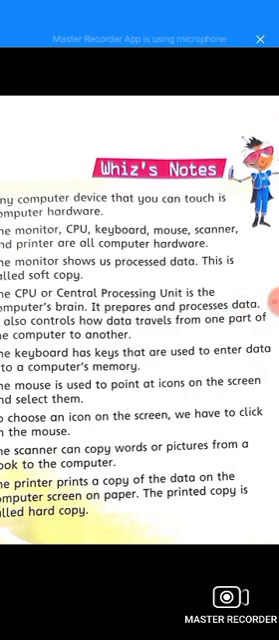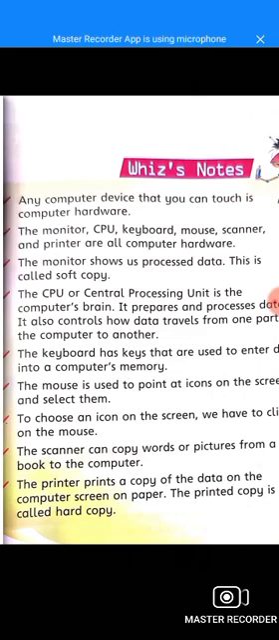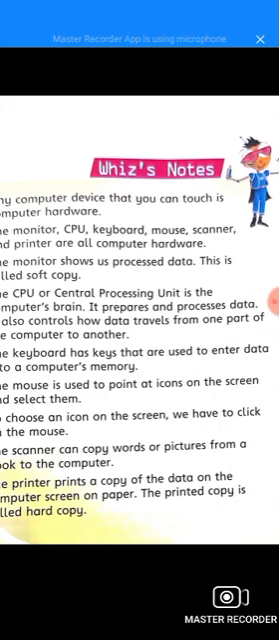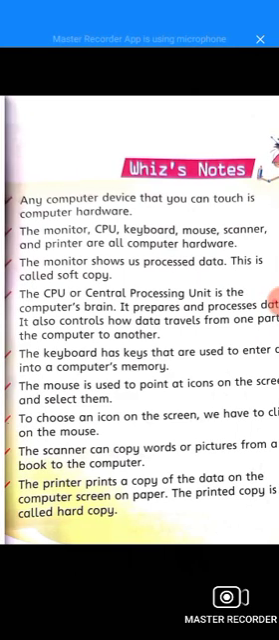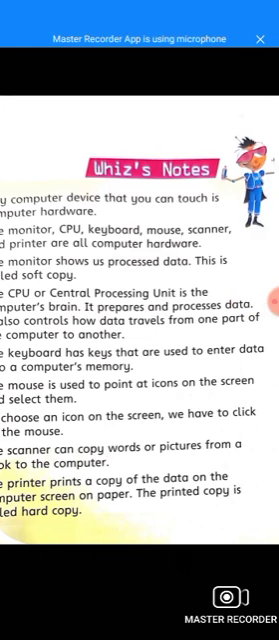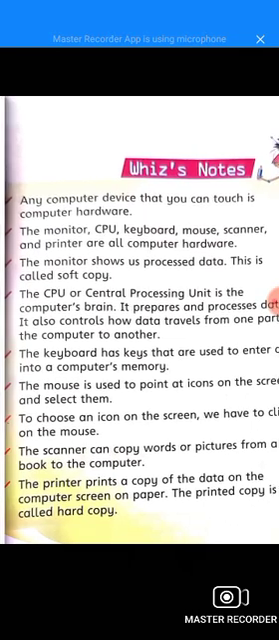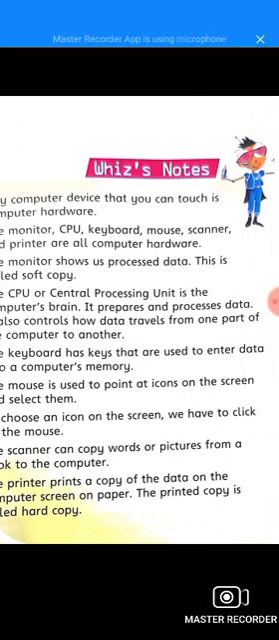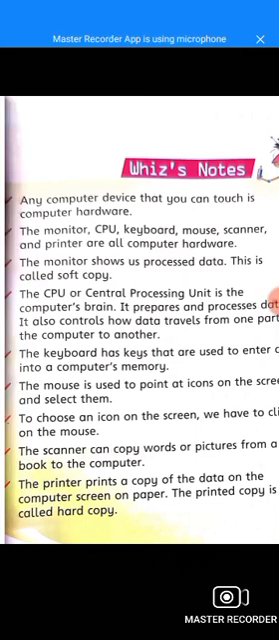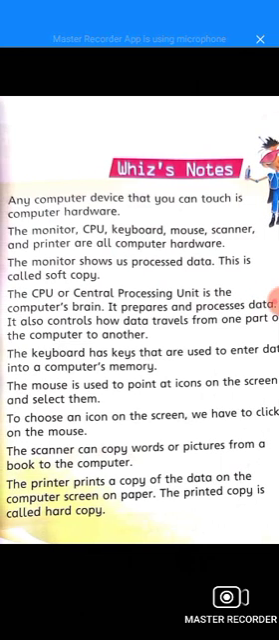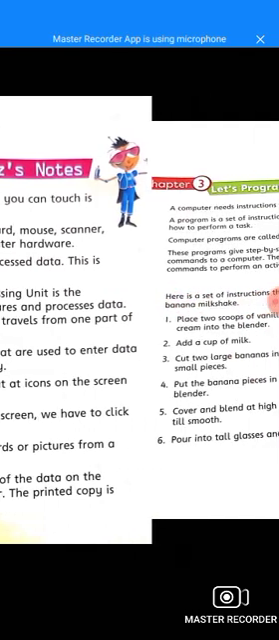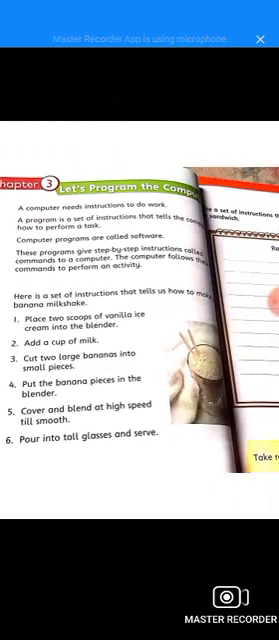The keyboard has keys that we use to enter the data into the computer memory. The mouse is used to point on the icons on the screen and select them. To choose an icon on the screen, we have to click on the mouse. The scanner can copy words or pictures from a book to the computer. The printer prints a copy of the data on the computer screen on paper. The printed copy is called hard copy. Okay, this is all about unit number 2. Next we will study unit number 3. Thank you very much. Have a nice day.